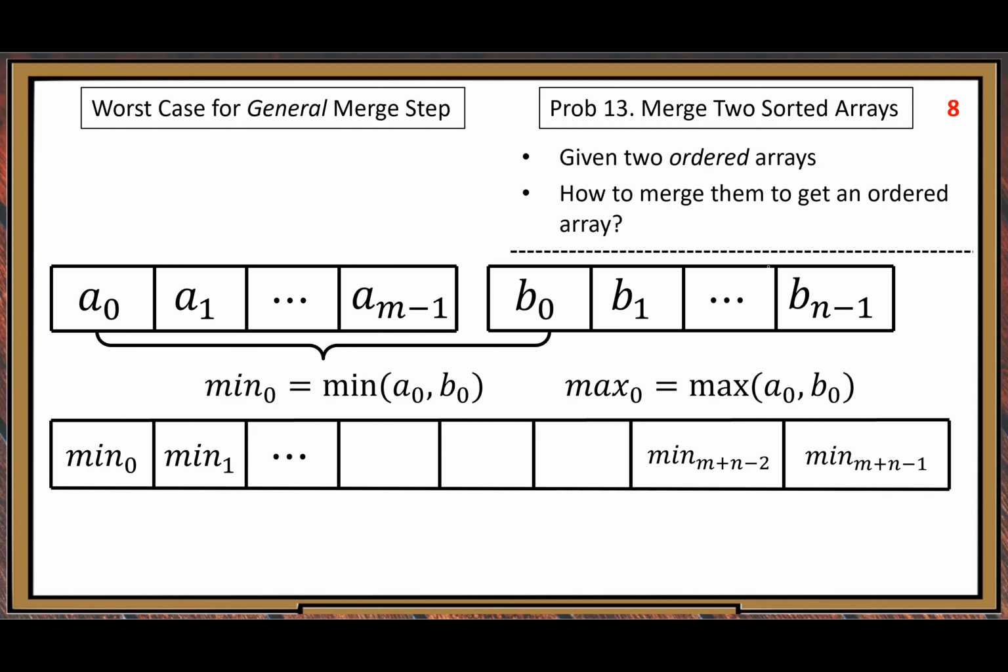But here, let's consider worst case for the general merge step. Yeah, so what do you mean general merge step? The sizes of these two subarrays may not be equal. That's the general case. The size of the first subarray, n elements. The size of the second subarray, n elements. Yeah, they're not necessarily equal.